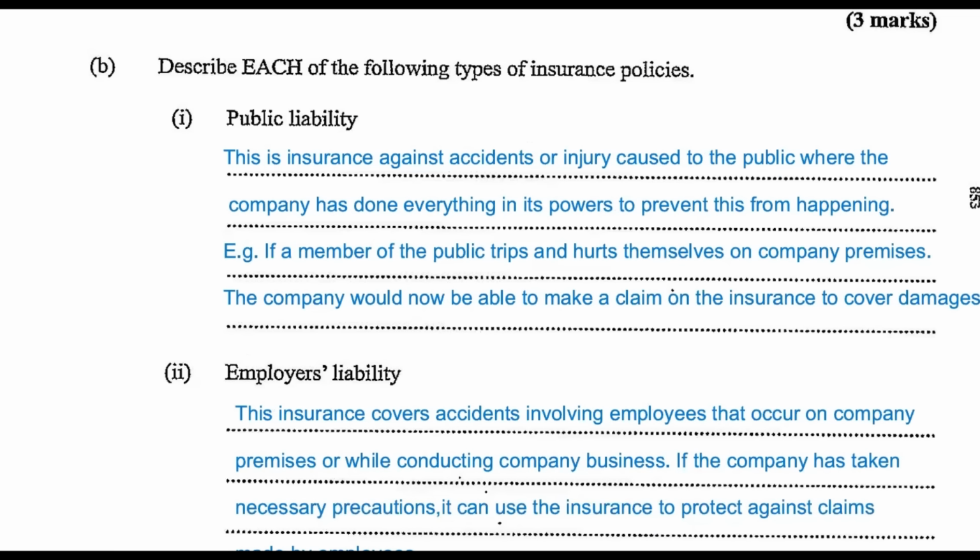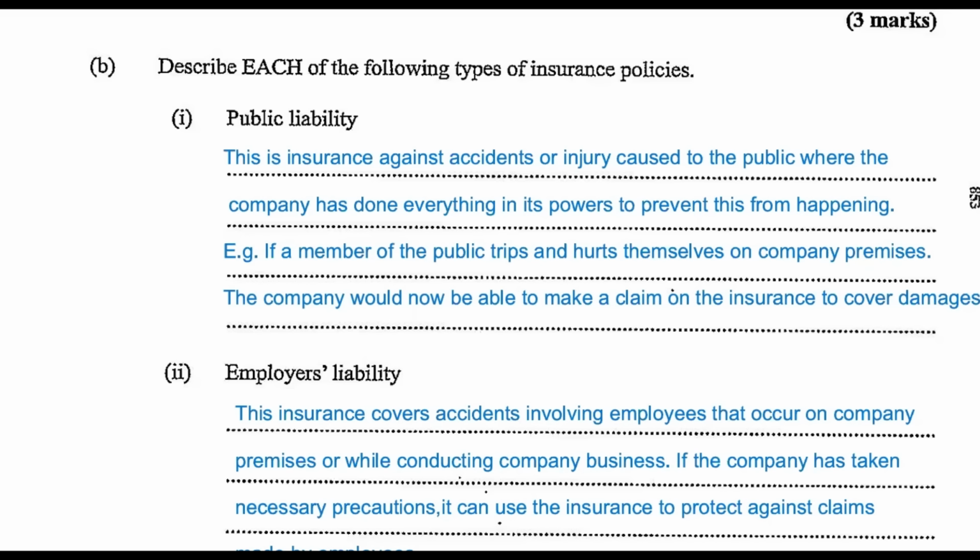Right, part B. Describe each of the following types of insurance policies, guys. Number one, public liability. Public liability is insurance against accidents or injuries caused to the public where the company has done everything in its power to prevent this from happening. Example, if a member of the general public trips and hurts themselves on company premises, the company will now be able to make a claim on the insurance to cover their damages.